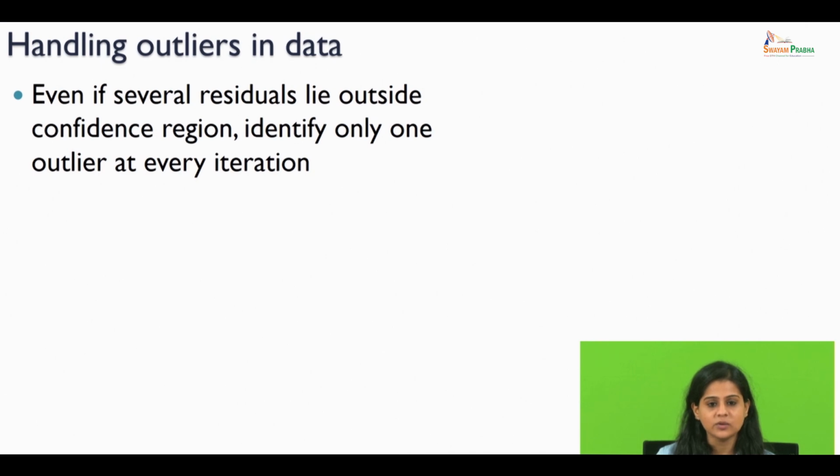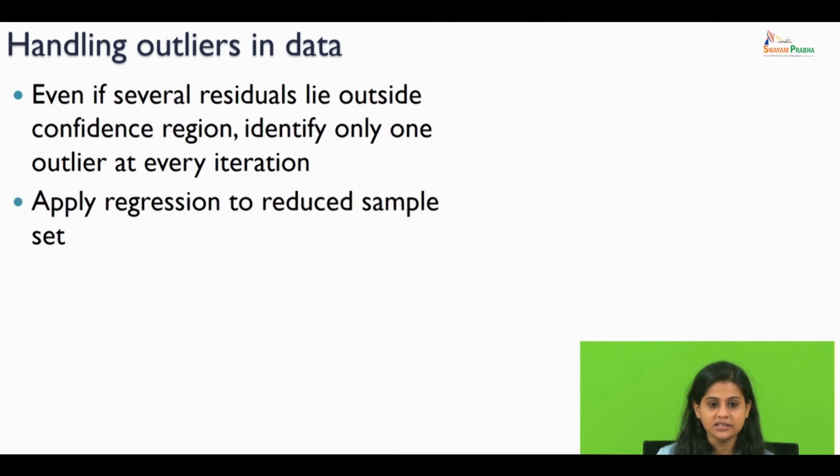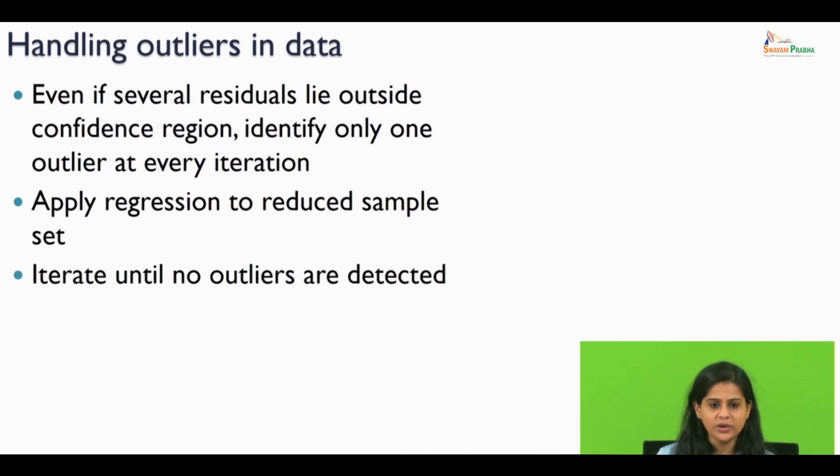Now let's see how to handle these outliers. Even if we have several outliers which lie outside the confidence region, we are going to identify only one at a time at every iteration, and after doing so we are going to apply a linear model on the reduced sample. Now we are going to iterate till we detect no more outliers. We are going to start with the residual analysis.